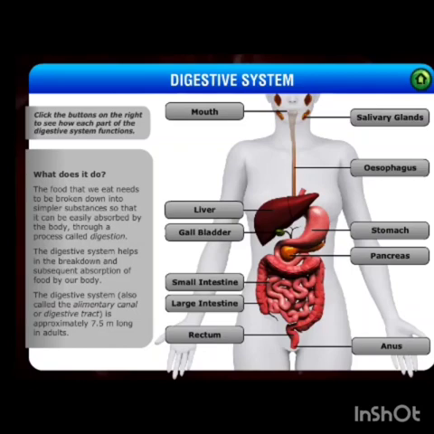Accessory organs are organs that participate in the digestion process but are not actually a part of the gastrointestinal tract. They stimulate the digestion by releasing certain enzymes that help in breaking down the food.